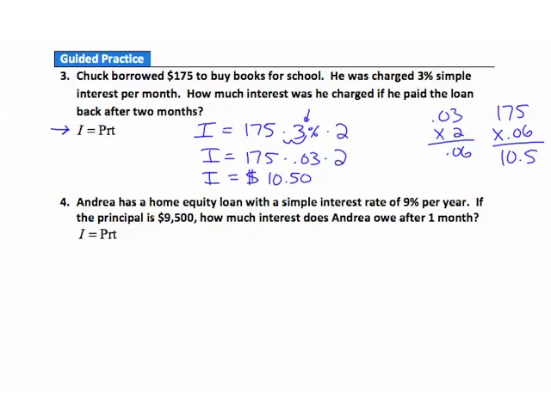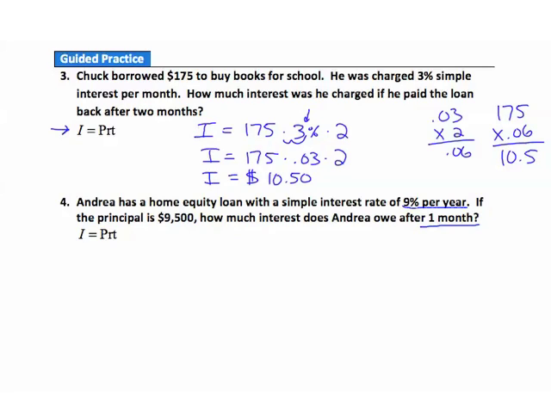Question 4. Andrea has a home equity loan with a simple interest rate of 9% per year. If the principal is $9,500, how much interest does Andrea owe after 1 month? Well, again, notice the interest rate here is given as 9% per year, but they want us to calculate how much she's going to owe after 1 month.